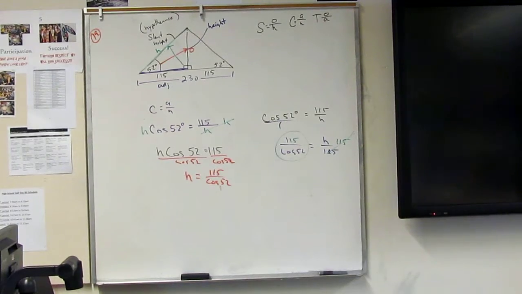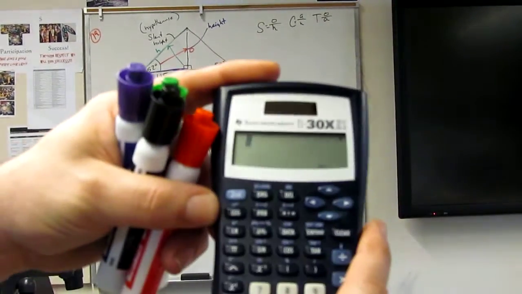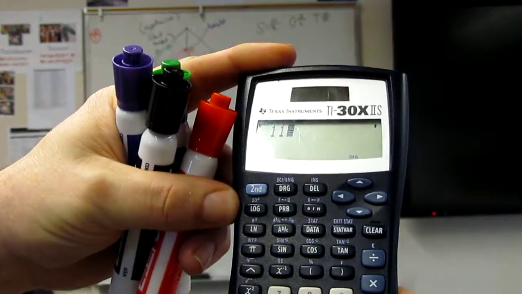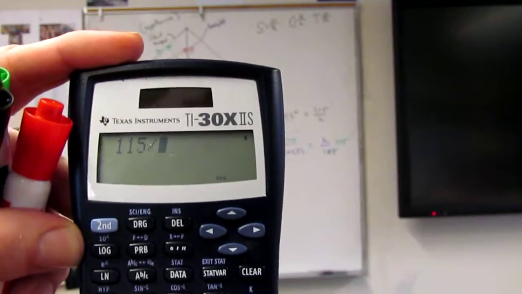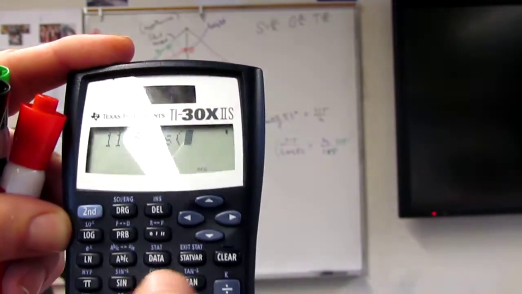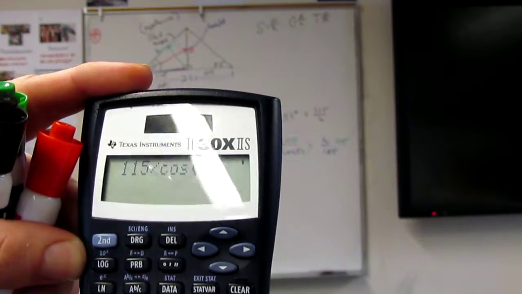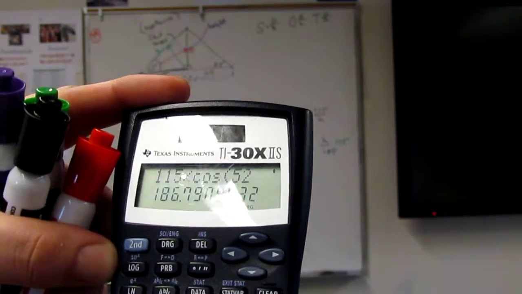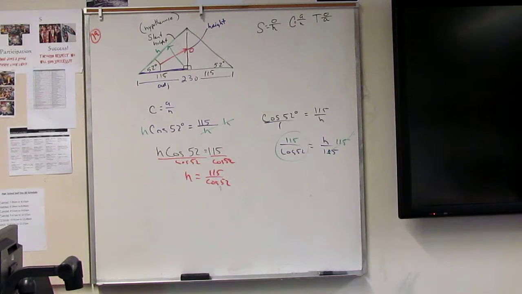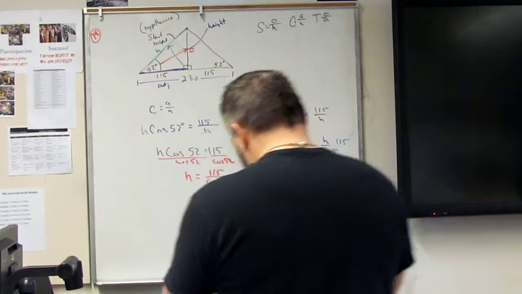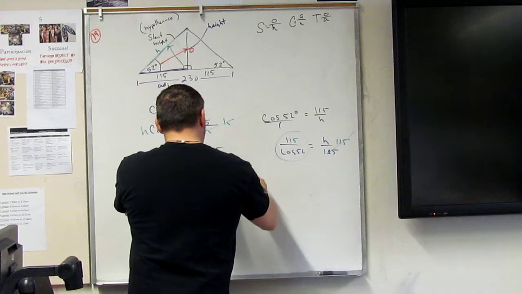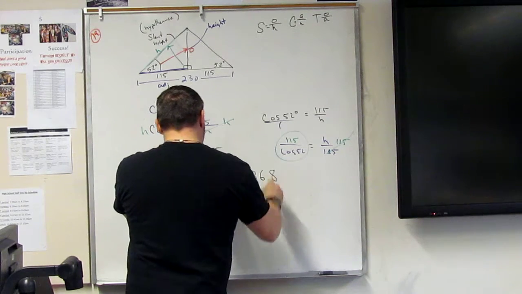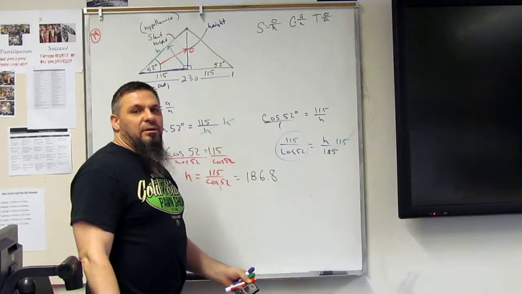So the way we would set that up is pretty simple. 115 divided by cosine 52 equals. Now hopefully I have it in degrees. Yep, it's in degrees. Because if it wasn't, that'd be bad. Not the right answer, right? So this is equal to 186.8 or 790. Okay?